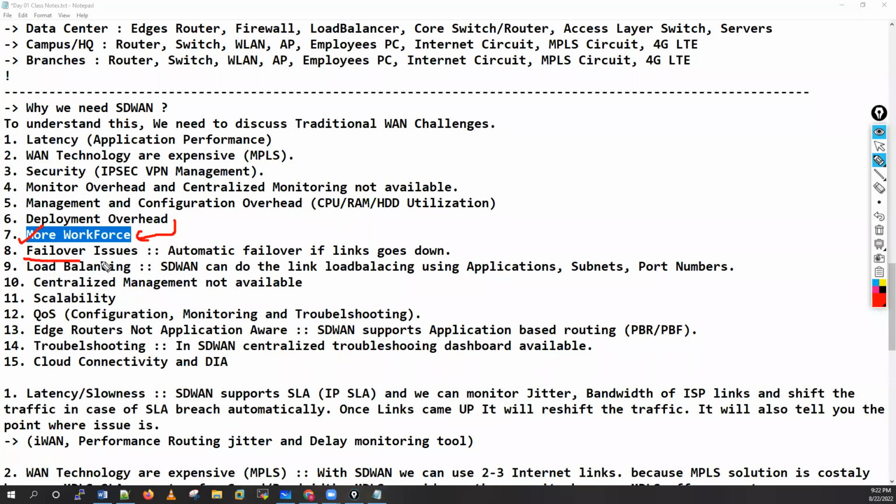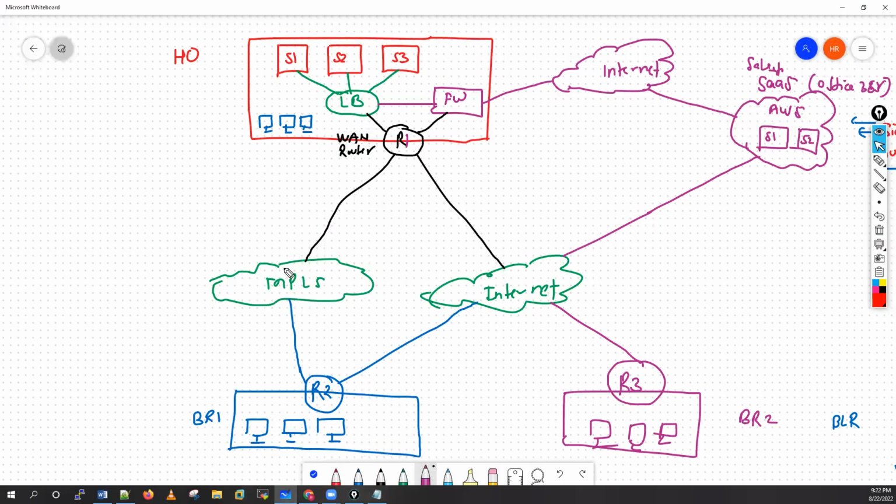And after that, we have failover issues. In traditional WAN, we don't have automatic failover, right? So guys, in your traditional setup, let's suppose right now your traffic is flowing in this direction. There is only one situation when your link goes down, right? When this link goes down, only then will your traffic shift to the other link.